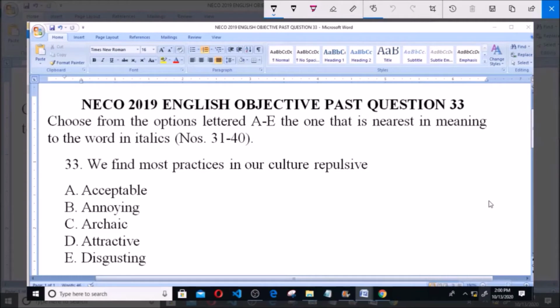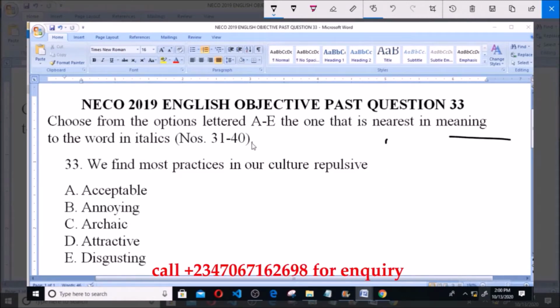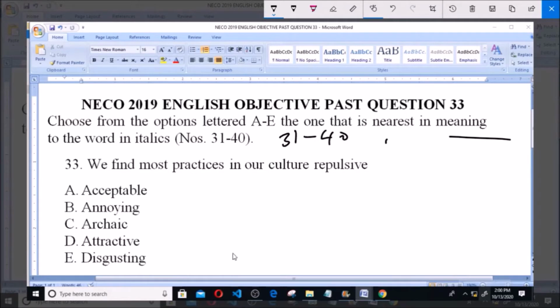Welcome. This is NECO year 2019 English objective past question number 33, and the instruction here says choose from the options lettered A to E the one that is nearest in meaning to the word in italics, and then we're using this instruction to answer questions 31 to 40, and the word in italics here is repulsive, and the statement says we find most practices in our culture repulsive.